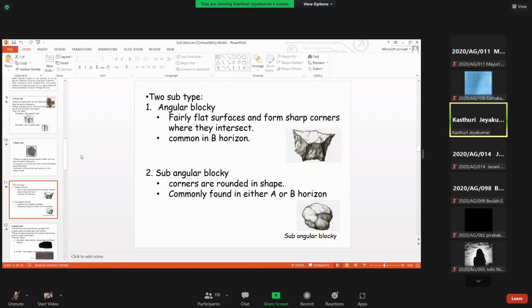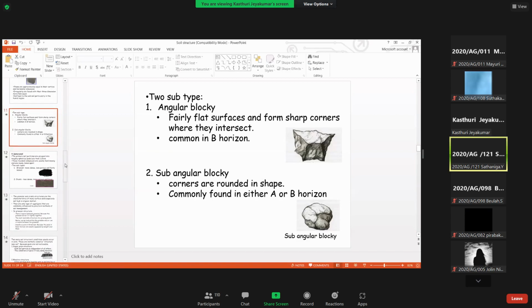Again, you can classify the block-like structure into two: angular blocky and subangular blocky. Based on the shape, you can understand. We can observe the two types of block-like structure. One is the angular blocky. Next one is the subangular blocky. Angular blocky has fairly flat surfaces and forms sharp corners where they intersect. It can be found in B horizon.